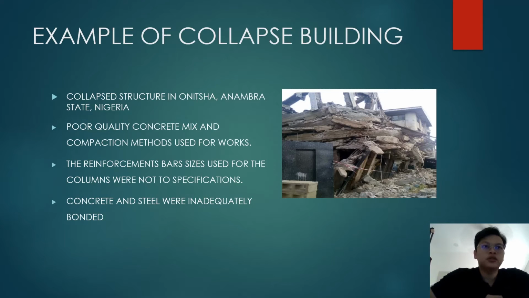This is an example of a collapsed building. It happened in Onitsha, Anambra State, Nigeria. The cause of the collapse was the poor quality concrete mix and the compaction method used for the works. The reinforcement bar size used for the columns was not to specification, and the concrete and steel had inadequate bond.